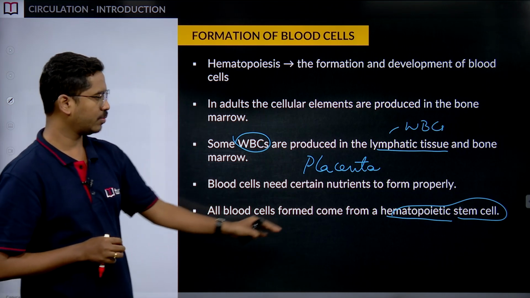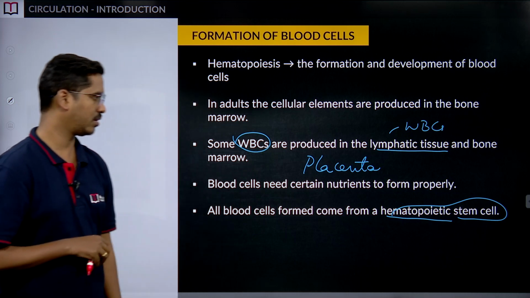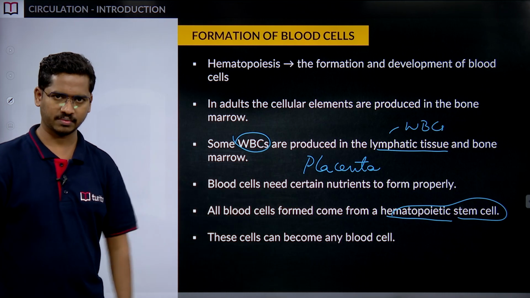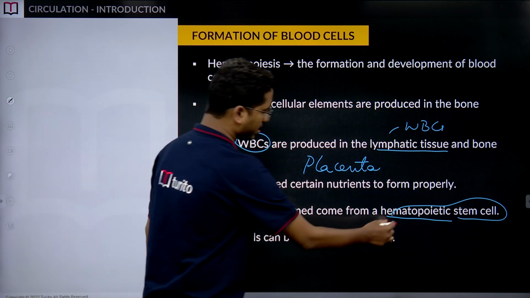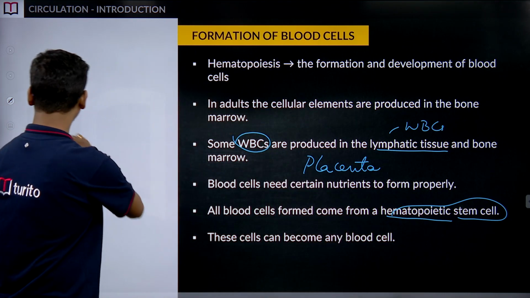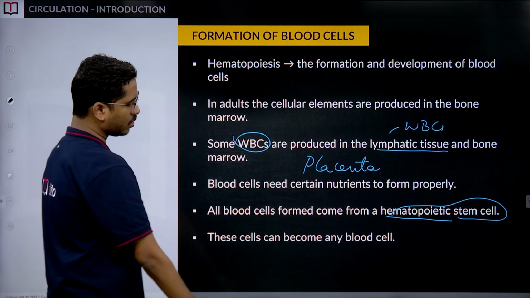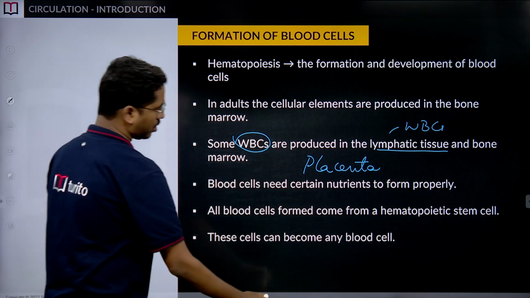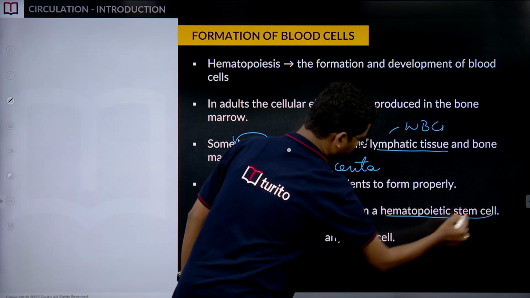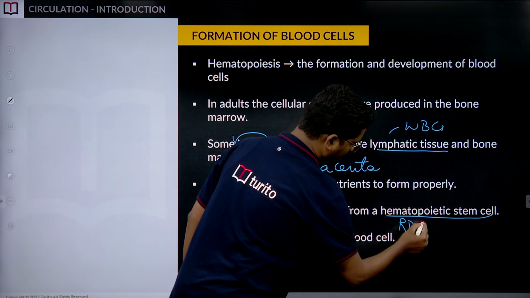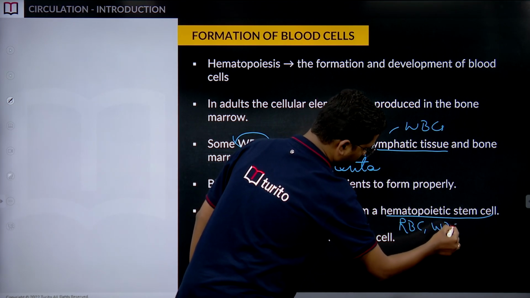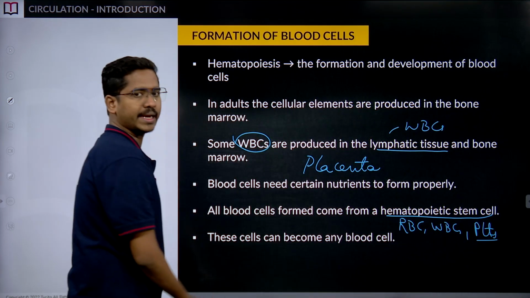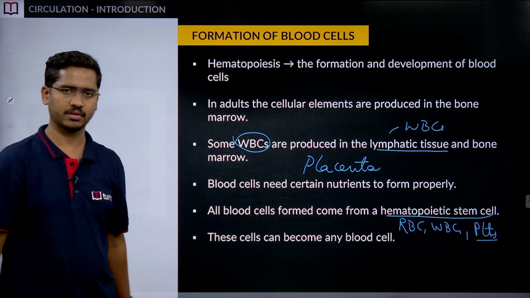So, here hematopoietic stem cells are involved in the formation of the blood. These cells can become any type of blood cell. So, these hematopoietic stem cells can account for any type of blood cell. That is why it is a common cell which leads to the formation of RBCs, WBCs and platelets. So, all the types of blood cells are formed.